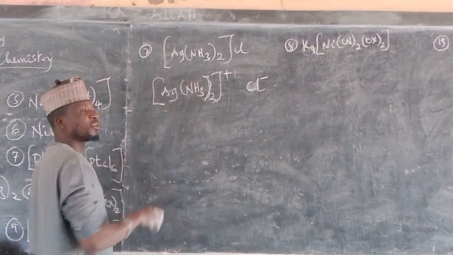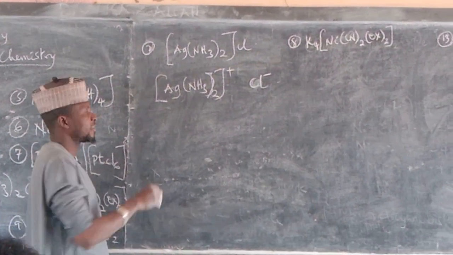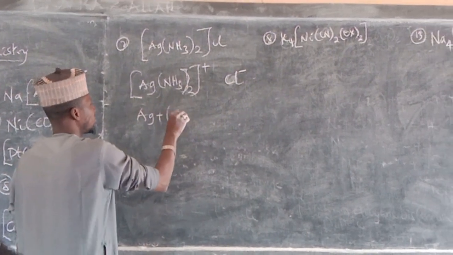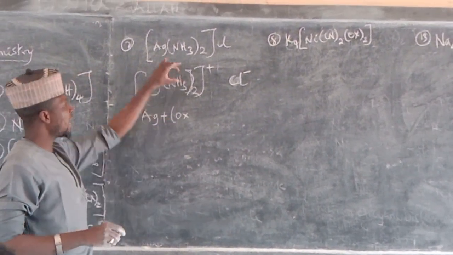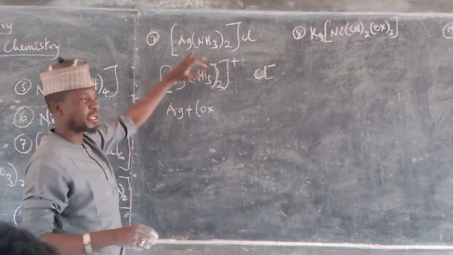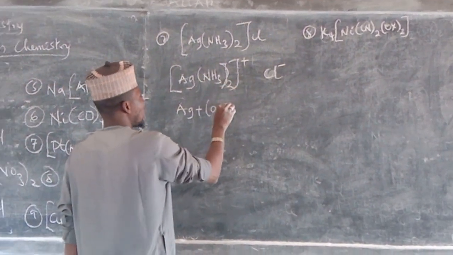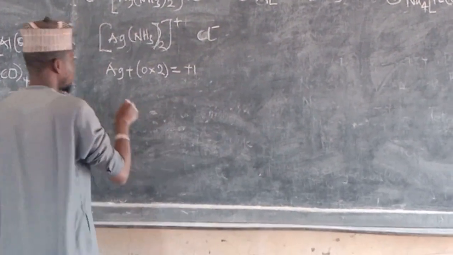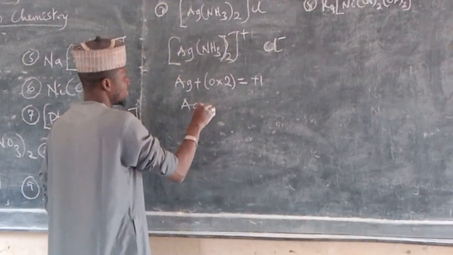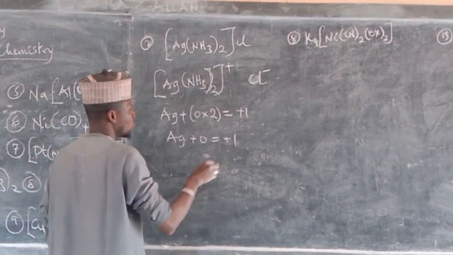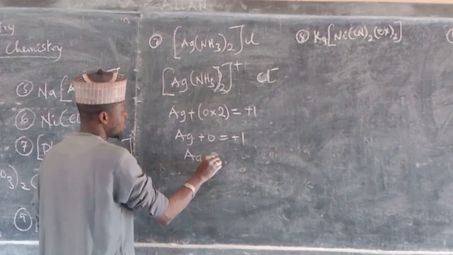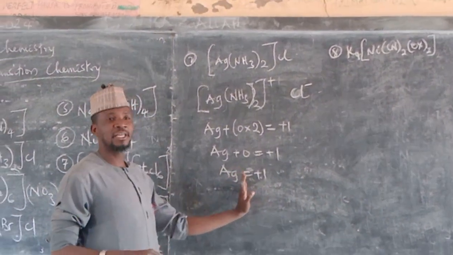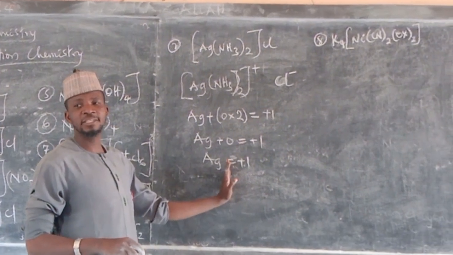We need to calculate the oxidation state of silver. So we have silver plus ammonia, which is 0. The oxidation state of any free compound is 0. How many ammonia do we have here? 2. And everything will be equal to the charge. So silver plus 0 is equal to plus 1. So silver is now equal to plus 1. Now we have gotten the oxidation state of silver.